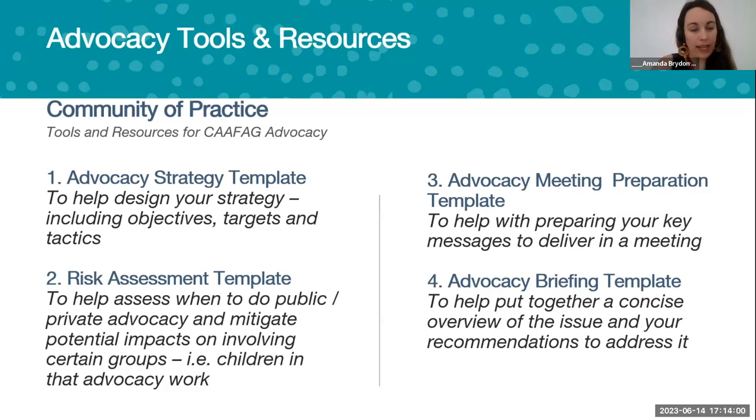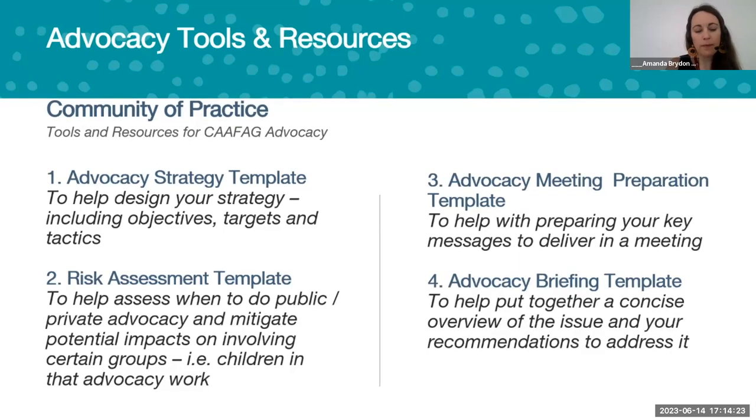So that's to help assess when we do public and private advocacy and mitigate any potential impacts on involving certain groups. I think you'll all be very familiar with how sensitive a topic children associated with armed forces and armed groups can be. So this template is a tool to help you work through what are some of those sensitivities and issues, and what's the level of risk, and then are there ways or actions that you can take to mitigate that risk and make it safer, so that we're not looking at censoring ourselves. It's not a decision about if we speak out, but how we speak out and how we can do that in a way that keeps ourselves and communities safe and also achieves the change that we want to see.